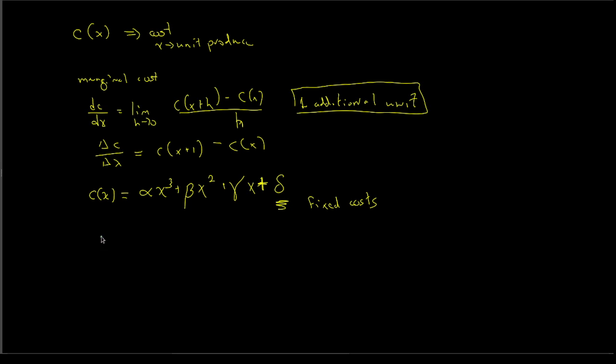So the book's going to give us an example, and they're going to say, suppose the cost to produce x radiators, so C of x is going to equal x cubed minus 6x squared plus 15x. Notice there's no delta, when 8 to 30 radiators are produced.